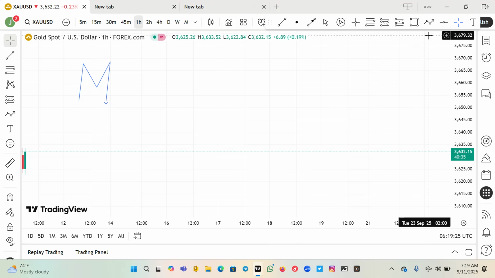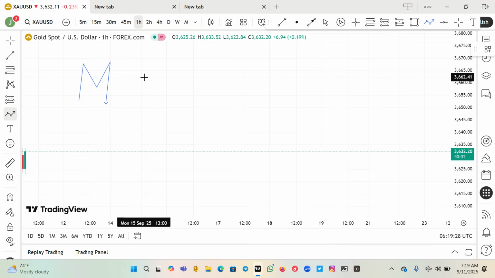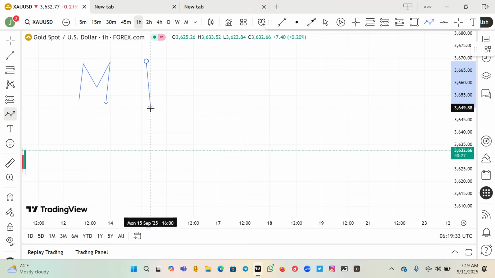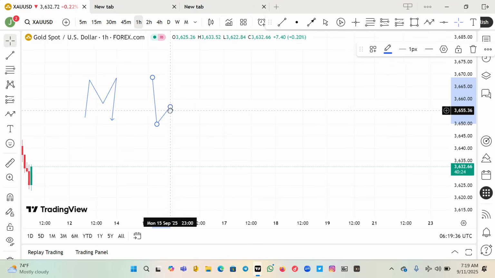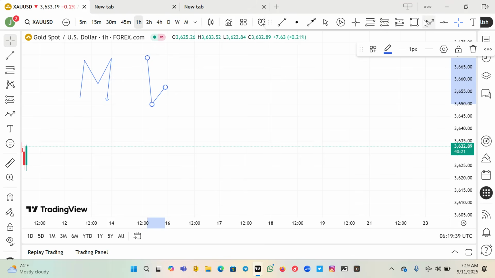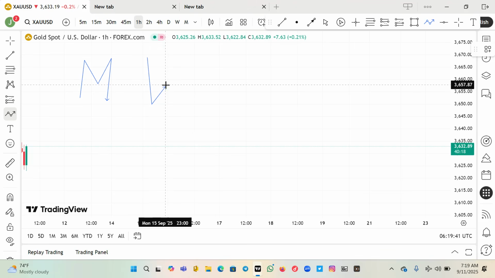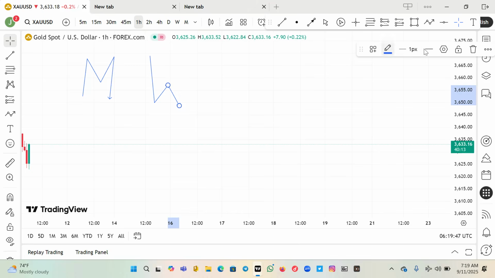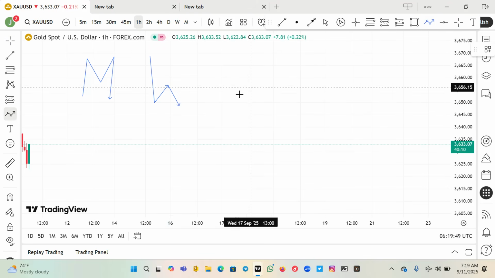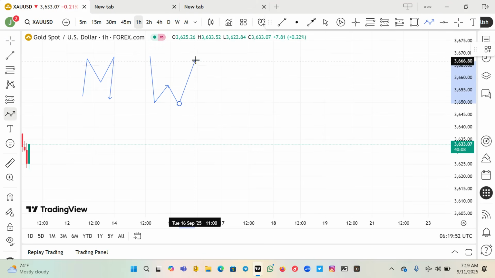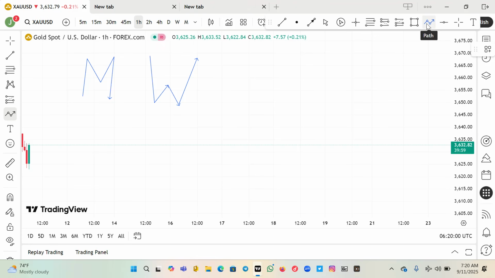The second type of chart pattern, which is like the brother and sister of this one, is the W pattern, which is called the double bottom. Now, the one we'll be talking about today is called the head and shoulder pattern.